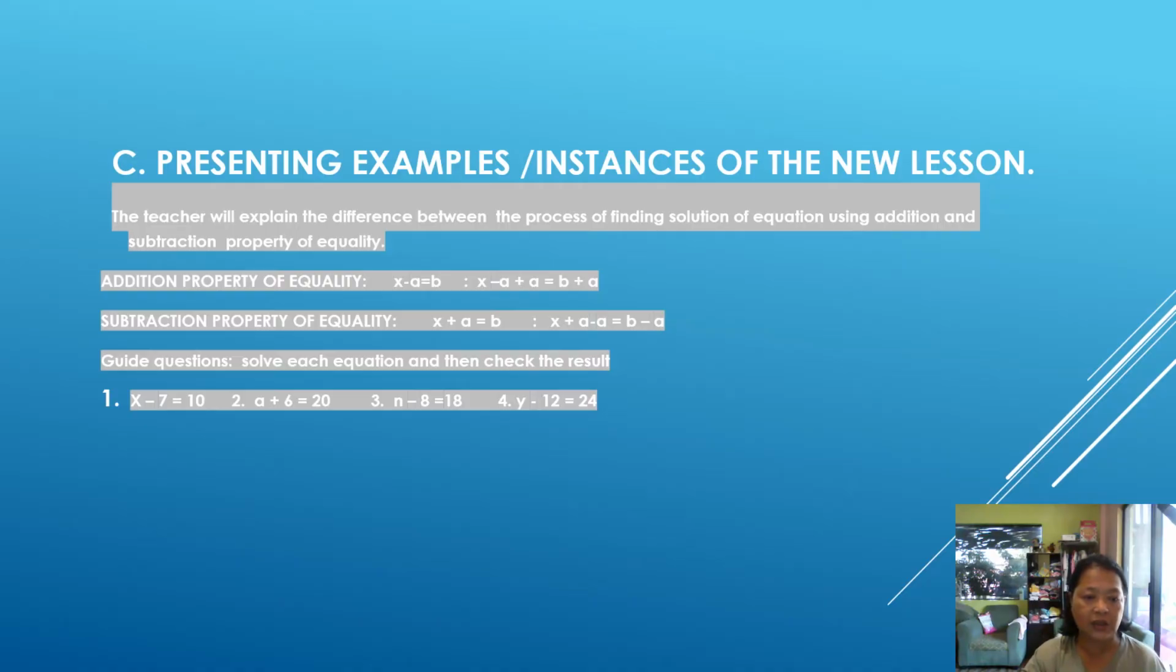So we have here guide questions. We are going to solve each question and then check the result. Example number 1, x minus 7 is equal to 10. Number 2, a plus 6 is equal to 20. Number 3, n minus 8 is equal to 18. And y minus 12 is equal to 24.